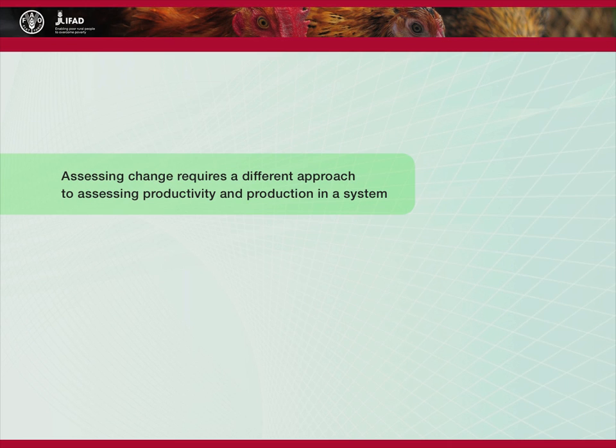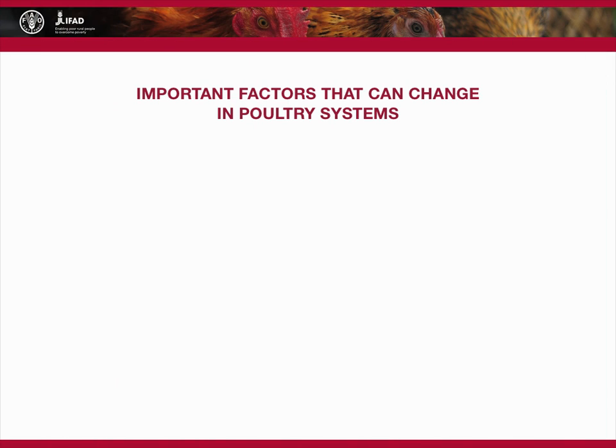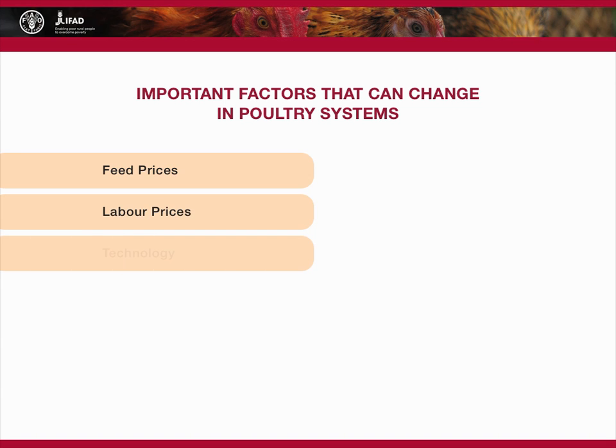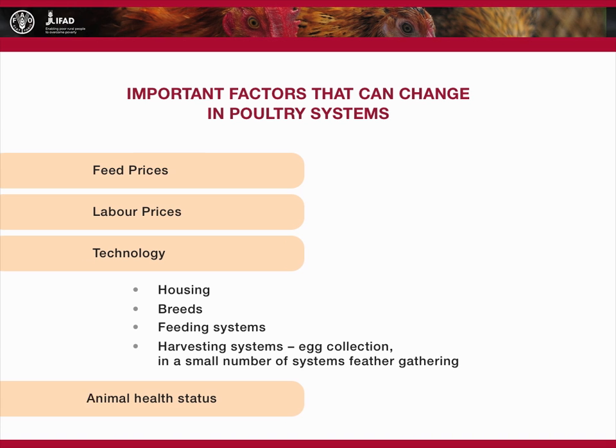Assessing change in poultry systems requires a different approach to assessing productivity and production in a system. In economics, this means looking at the marginal impacts, not the overall system. Important factors that can change in poultry systems include feed prices, labor prices, technology such as housing, breeds, feeding systems and harvesting systems, and animal health status.